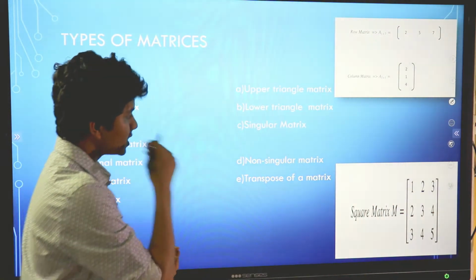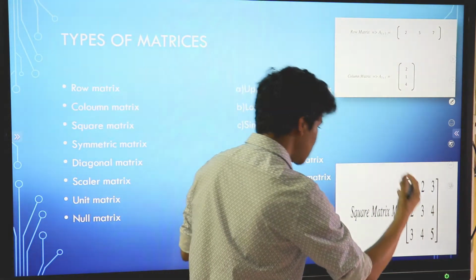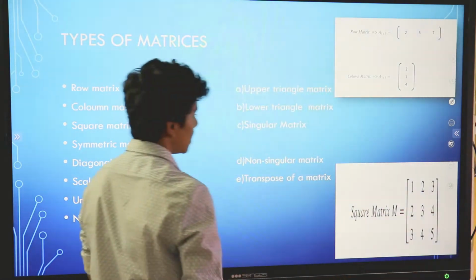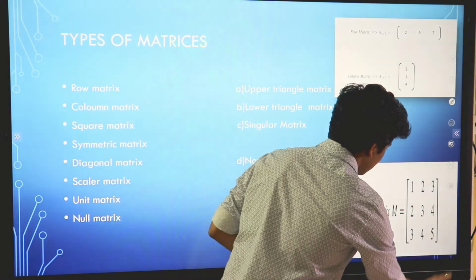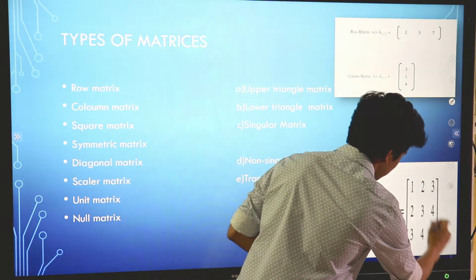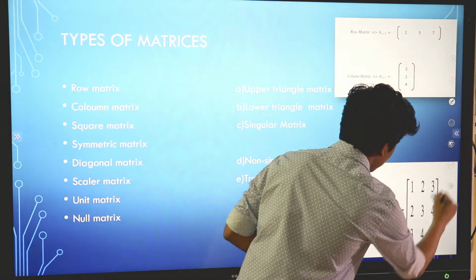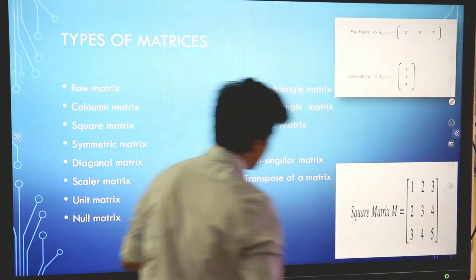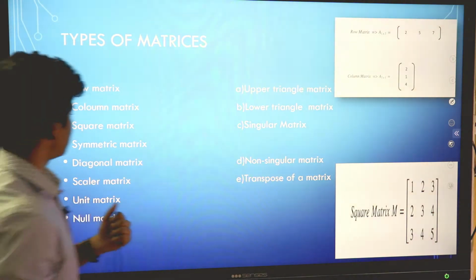A symmetrical matrix is, you can say, a type of square matrix where, apart from the main diagonal, these terms should be symmetrical, which is equal. If I place a mirror here, this is what is symmetrical. So this is also a type of symmetrical matrix.